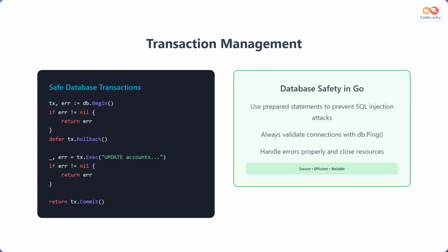Finally, let's cover transaction management. The code here shows an example of safe database transactions. First, we call db.Begin. If there is an error, return the error. Then we defer the transaction Rollback function. Next, call tx.Exec, passing in our query. If there's an error, return the error. Finally, we return the transaction Commit function.